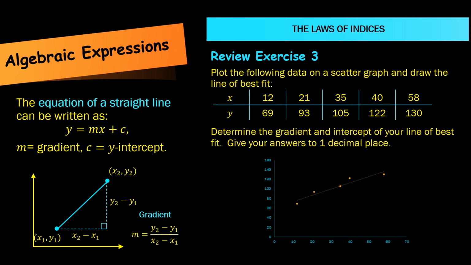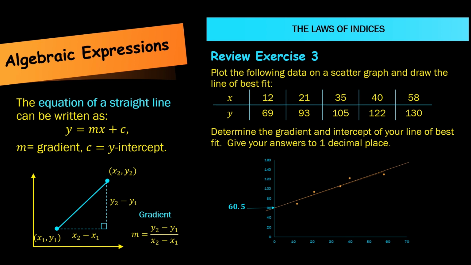So let's sketch this first. The sketch will look something like the one you can see on your screen. You can also see that an attempt has been made to draw a line of best fit through the data. Extending this line so that it crosses the y-axis will allow us to read off the y-intercept, which is 60.5. So we now have the value of c.